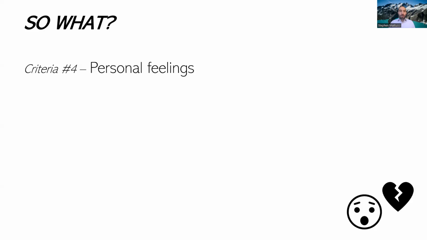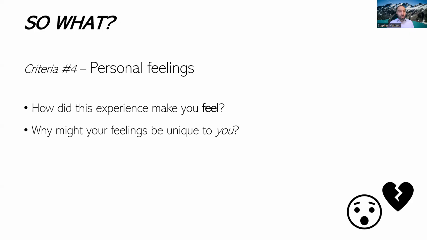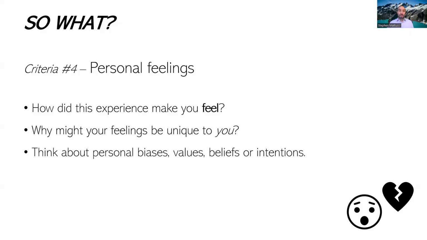And the third criteria here for so what is criteria number 4, personal feelings. This one is one of my favorite, especially for engineers, because we often shy away from our feelings and we try to be objective and avoid emotion. So how did this experience make you feel? This will be particularly unique to you, and we want you to capture that. Why are these feelings unique to you? So think about your own personal biases, your values, your beliefs, or whatever your intentions were. This can be really, really powerful when you understand why you experience a certain event in a unique way.